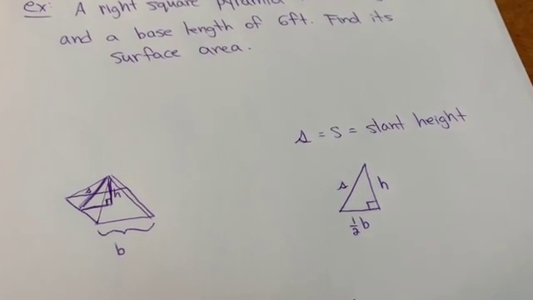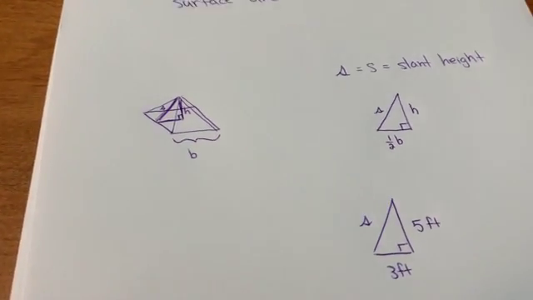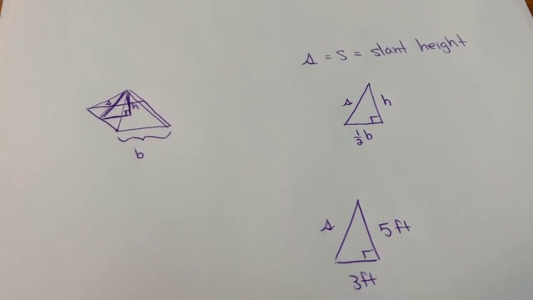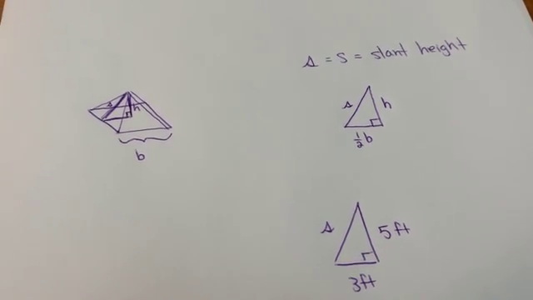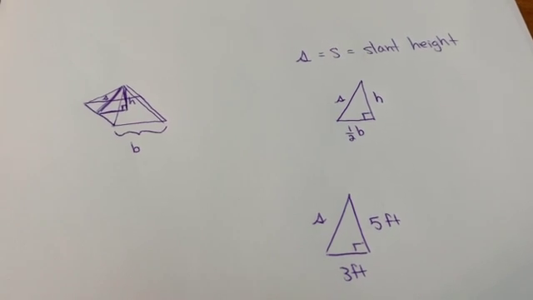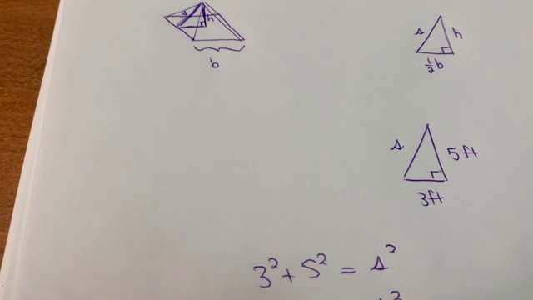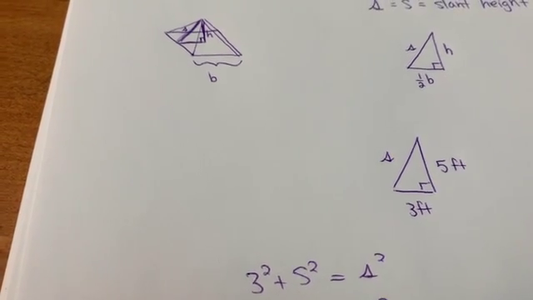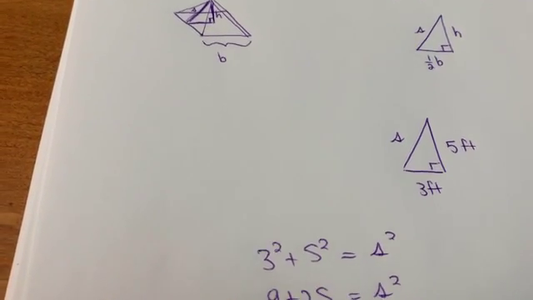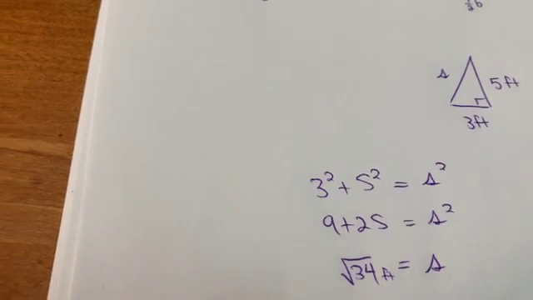So the little triangle I've drawn there would only have a length of half the base. So the dimensions of this particular one would be 3 feet by 5 feet by S. And so we can use a simple Pythagoras, a squared plus b squared equals c squared, to say, okay, s squared is going to have to be 5 squared plus 3 squared. And so 9 plus 25 is 34. So the square root of 34 is my slant height.